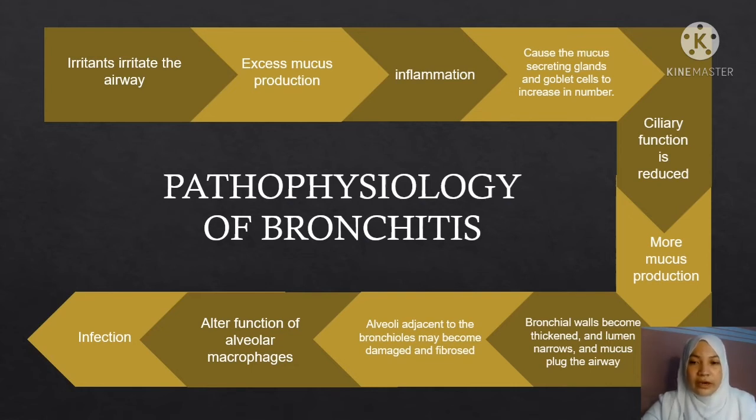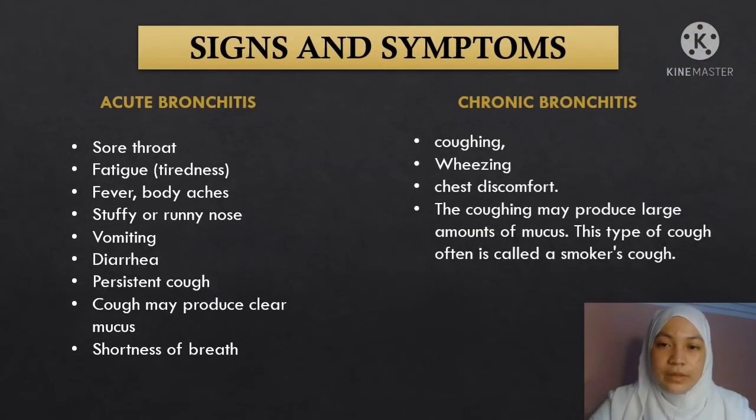Now, the alveoli that are adjacent to the bronchioles may become damaged. Now, the altered function of these alveolar macrophages will be damaged and will result in infection and inflammation of the bronchial tubes. These are the signs and symptoms of acute bronchitis and chronic bronchitis.